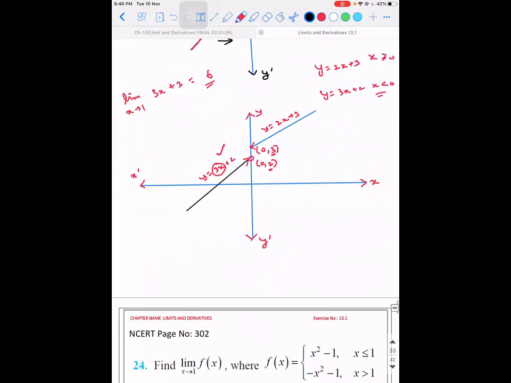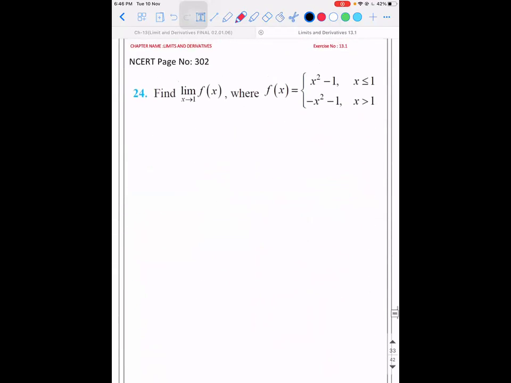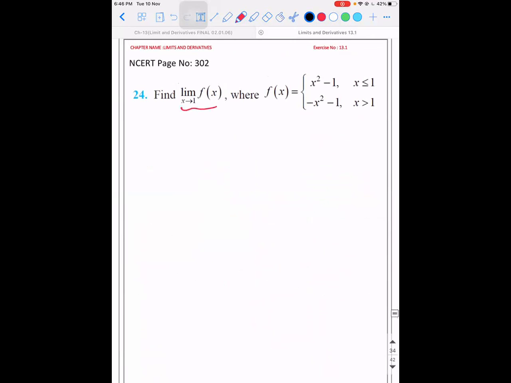So, the limit as x tends to 1 of f of x, where f of x is x square minus 1 for x less than or equal to 1, and minus x square minus 1 for x greater than 1. So what is the value at which we need to check the limit? It is 1. At that 1, the function is broken into 2 parts. So what are we supposed to do? Take the left limit.